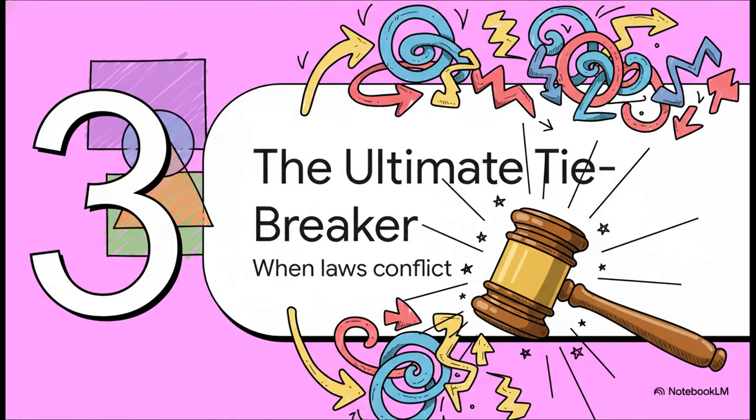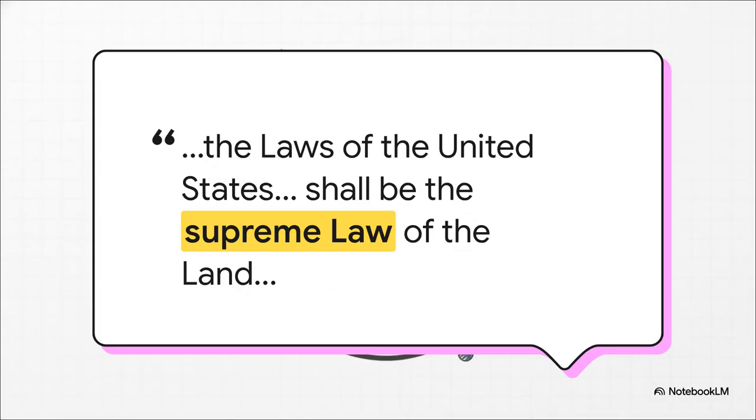But wait a minute. With all this shared power, you just know there are going to be fights. What happens when a state law and a federal law completely contradict each other? Well, the framers saw this coming. So in part 3 of their blueprint, they included the ultimate tiebreaker. It's called the Supremacy Clause, and it is, without a doubt, one of the most powerful sentences in the entire Constitution. It says, very clearly, that federal laws, quote, shall be the supreme law of the land.